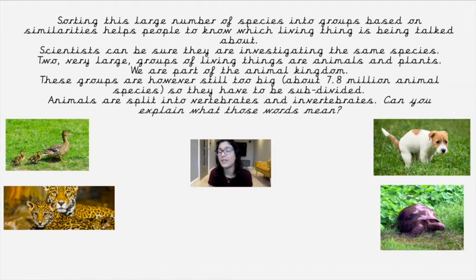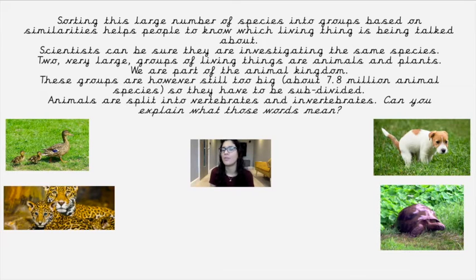So about 7.8 million animal species are in this one group. So they have to be subdivided. That means they have to be divided again. They have to be put into another set of groups. And the 2 sets of groups that animals are split into are vertebrates and invertebrates.